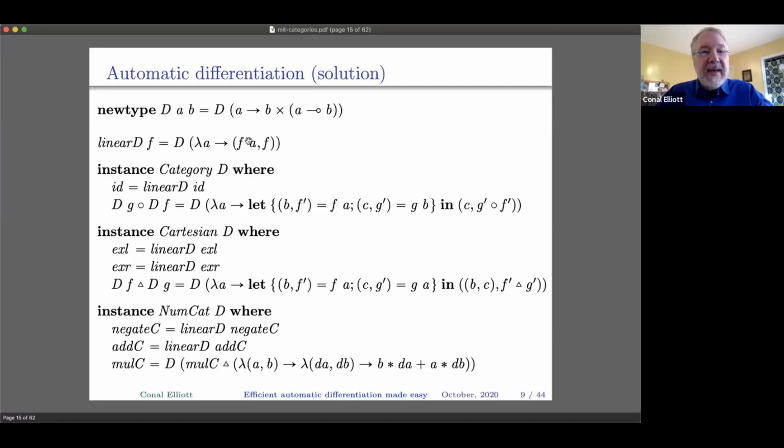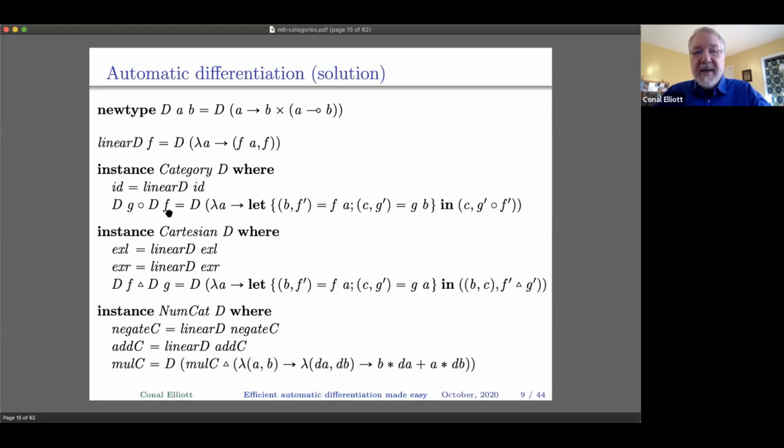So if you look here, I've defined this little helper function, linear d. If f is linear, then this is the computable differentiable version of f, which is you sample it at a. So it's saying lambda a, that means it's an anonymous function. It takes an argument we're calling a, and it gives you f of a for the value. And what's the value of the derivative at a? It's f, because it's linear.